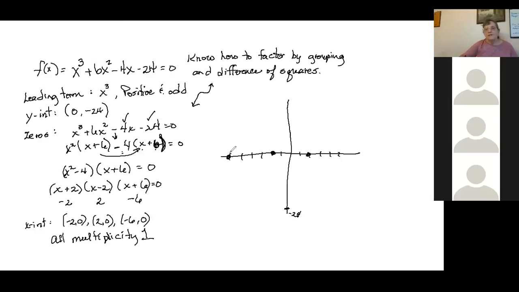So the graph's going to go through at all of these. I know it goes up forever over at this end, down forever over at this end. So it's going to be up here. It's going to hit this one again, come back through, come down here somewhere, come back up here, and it's going to go through. So check, check, check.